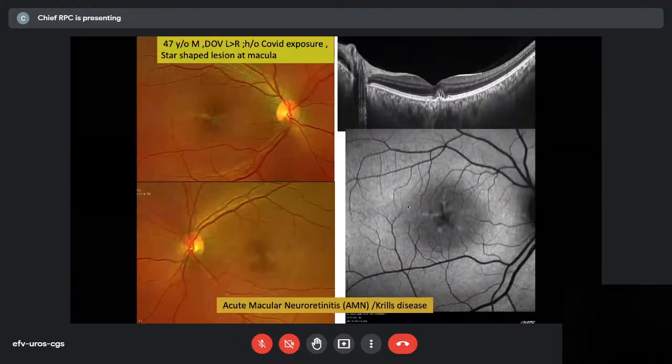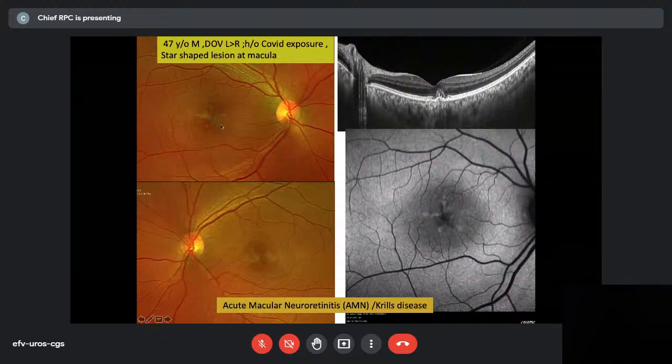So this is a patient we saw recently. A 47-year-old male who came from Punjab, referred with decreased vision in the left and right eyes. He had a history of COVID exposure; his mother had very severe COVID, from which she passed away, and he himself didn't have it. He said he's got central vision disturbance, and he had a petaloid appearance in the center, bilaterally present. The petaloid was more obvious in one eye. This was just a few days back, 2 weeks back.